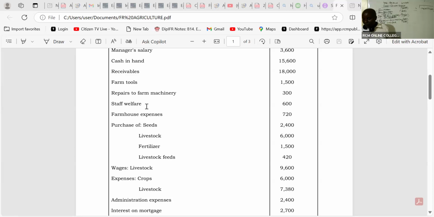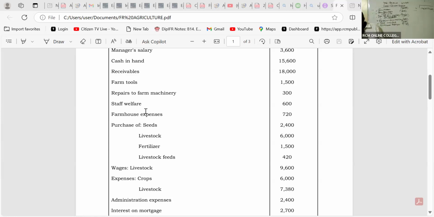Ladies and gentlemen, after staff welfare, you can see farmhouse expenses. The farmhouse expenses here, they are worth how much? Farmhouse expenses are worth 720.